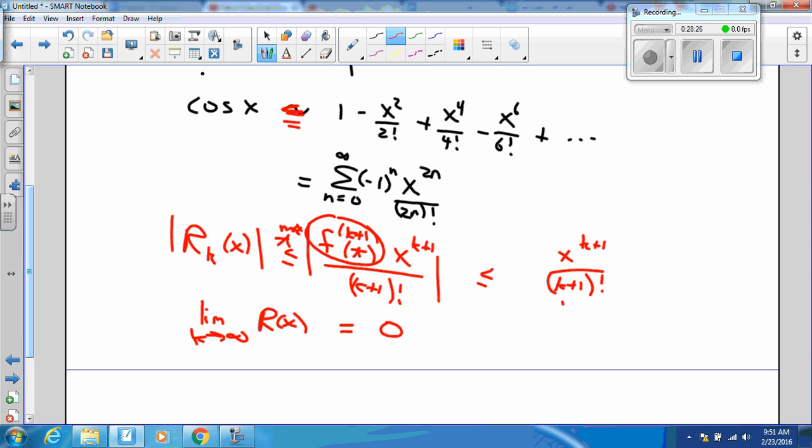Here. Yeah, so this term, this factor right here, the k plus 1 derivative of cosine, is going to be one of 4 functions: sine, cosine, negative cosine, negative sine. It's going to alternate between these. However, in all cases, the largest possible value of that function can be no bigger than 1 because of the range of sine and cosine. So it's bounded by 1, that's it.